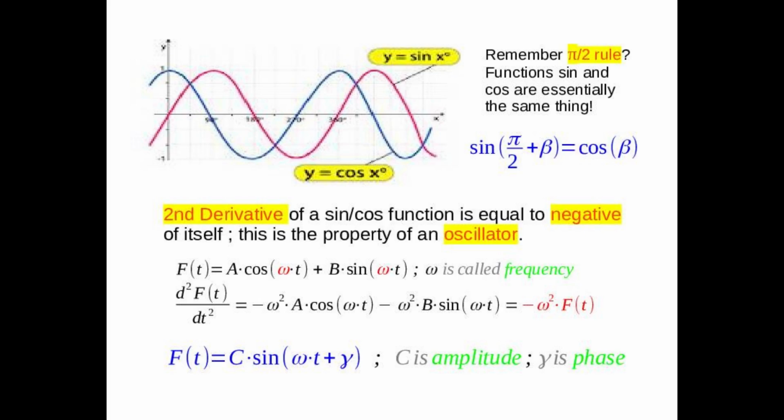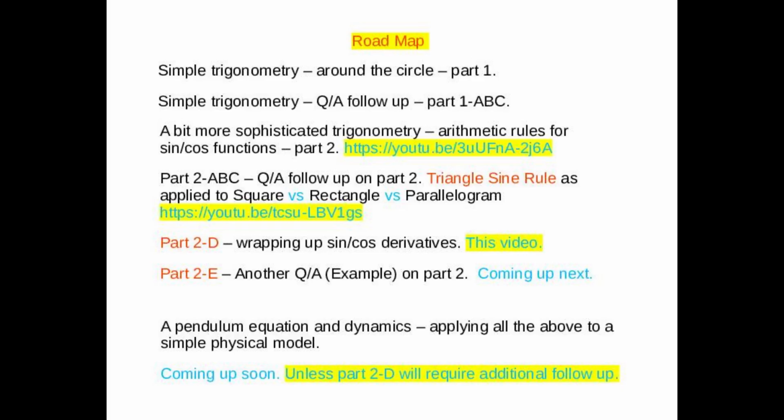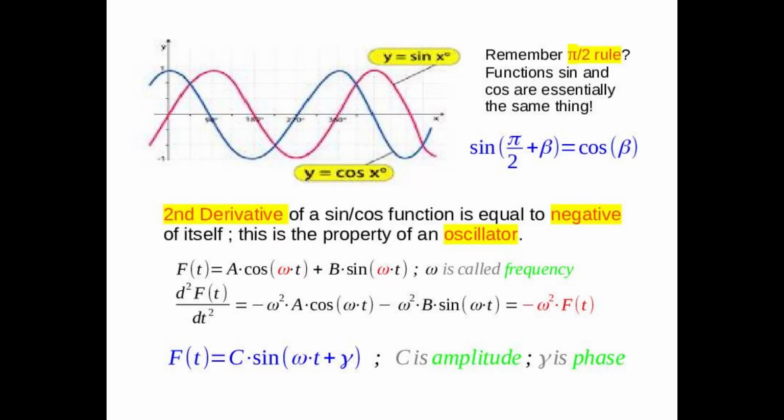First of all, let's remember that functions sine and cosine are essentially same, just shifted in phase. Please refer to Part 1, ABC, link below. And here's the most beautiful rule of today's video. The second derivative of a sine or cosine function is equal to negative of itself.